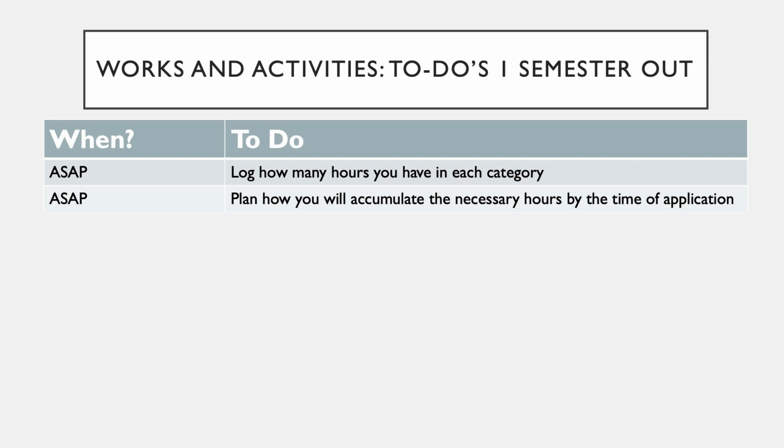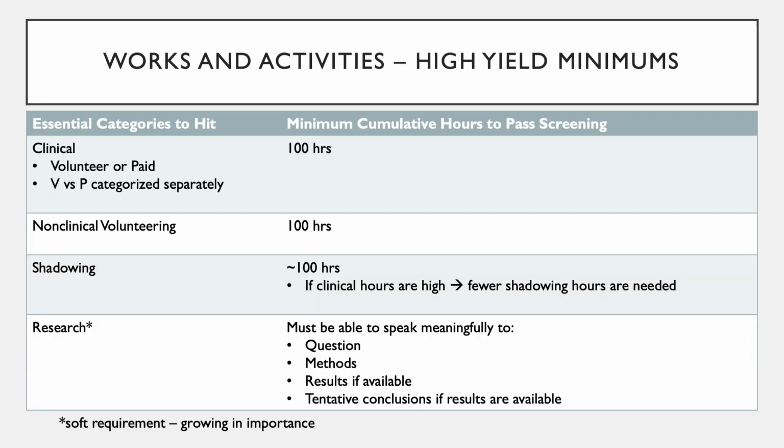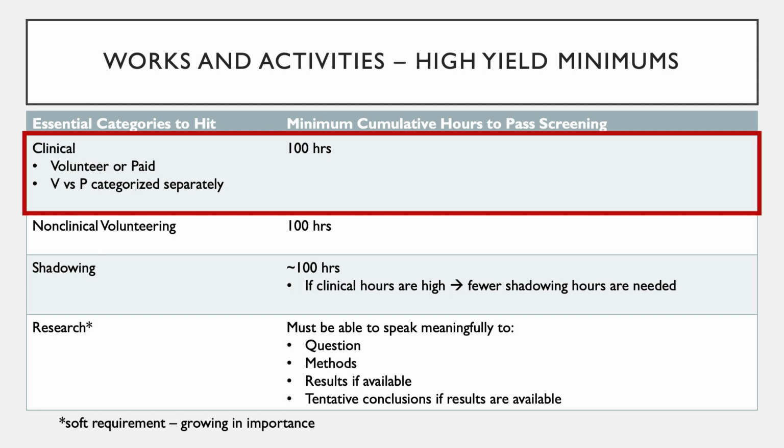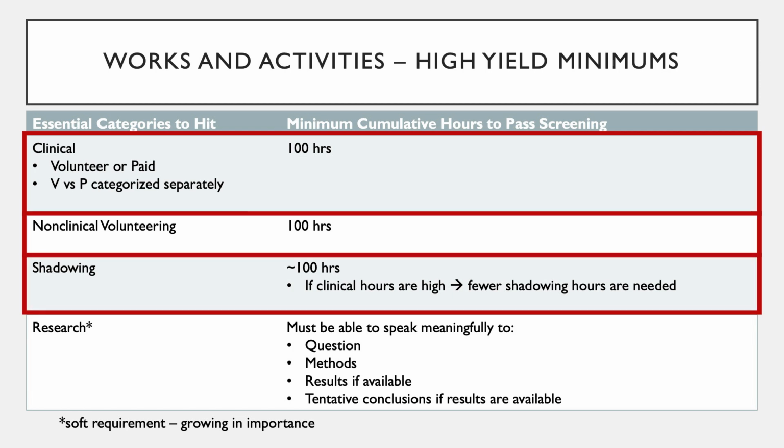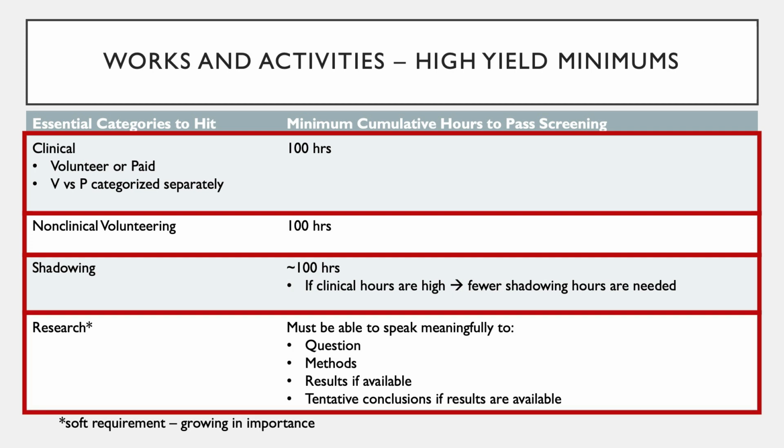Again, I cover this a bit more in depth in the video on assessing whether or not you're ready to apply, but to recap, you'll want at least 100 hours of clinical work, either paid or volunteer, 100 hours of non-clinical volunteer work, close to 100 hours or more of shadowing if you're struggling for clinical hours, but you can get away with a bit less if you have high clinical hours, and ideally enough research to be able to speak meaningfully to the research question you're trying to answer, the methods by which you're trying to answer them, how to interpret the results if you have any, and any conclusions you can safely come to if you have any results.